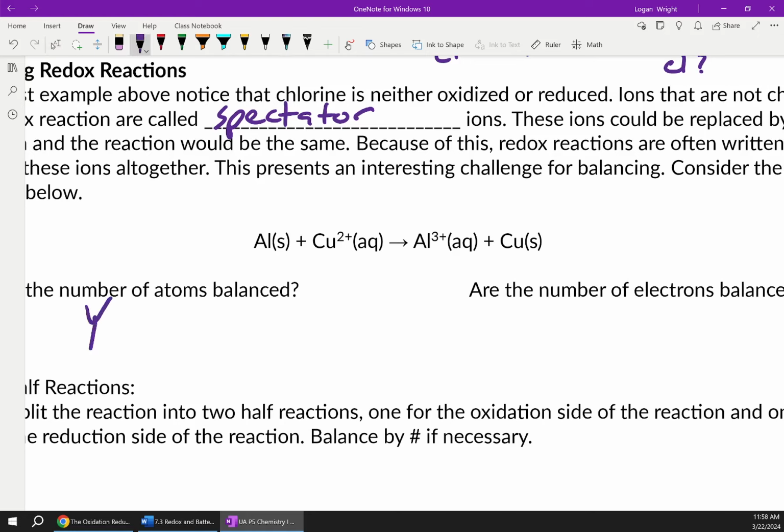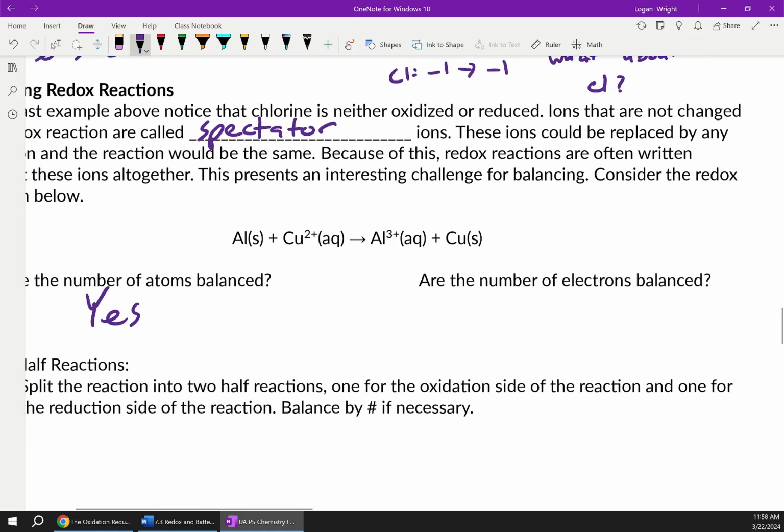Yes, it is balanced, but are the number of electrons balanced in this equation? What charge can you identify on the left?